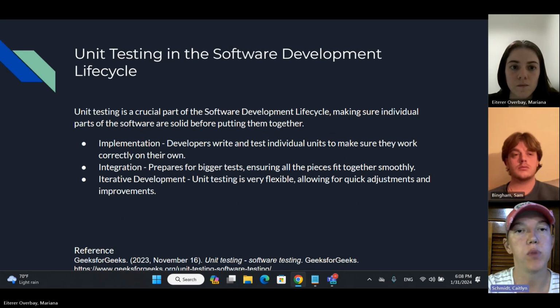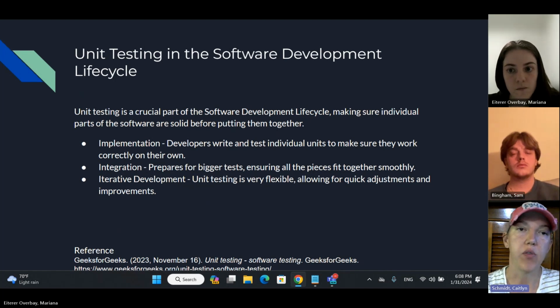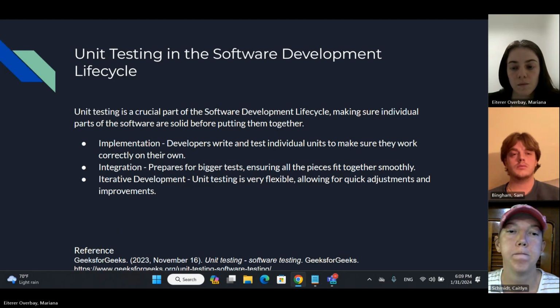Unit testing is a crucial part of the software development lifecycle, making sure individual parts of the software are solid before putting them together. Implementation: developers write and test individual units to make sure they work correctly on their own. Integration prepares for bigger tests, ensuring all the pieces fit together smoothly. And iterative development: unit testing is very flexible, allowing for quick adjustments and improvements.